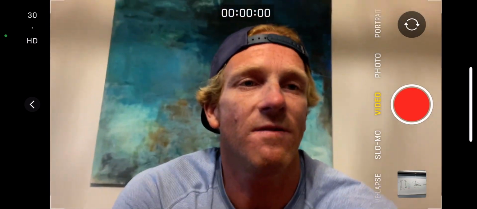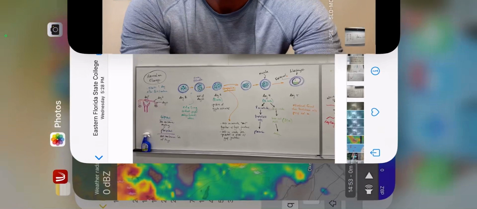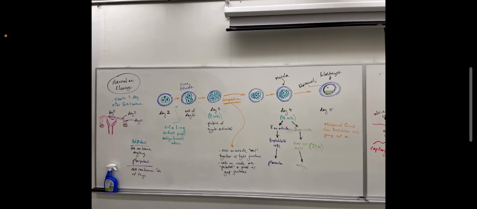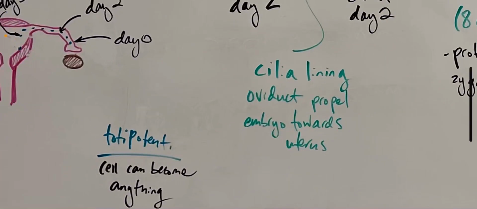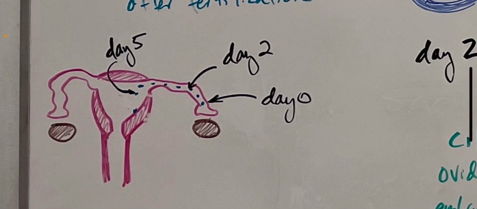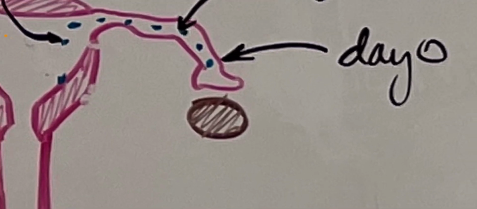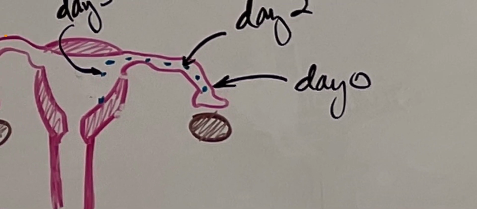Now, just to fully summarize where all this occurs, mammalian cleavage begins right after fertilization. What we have here is a pretty simple sketch of the female womb. This brown oval is the ovary that released the egg into the ampulla of the oviduct. That happened around day 0.